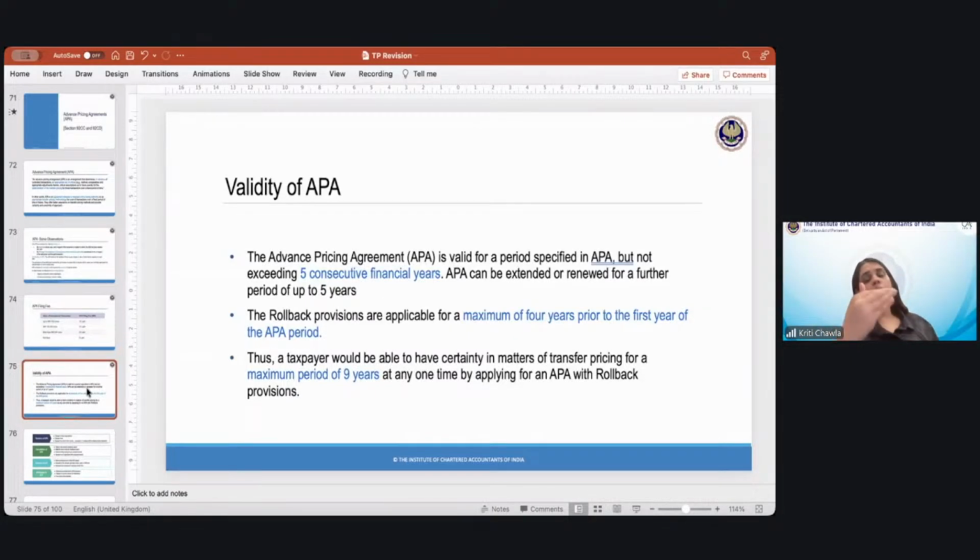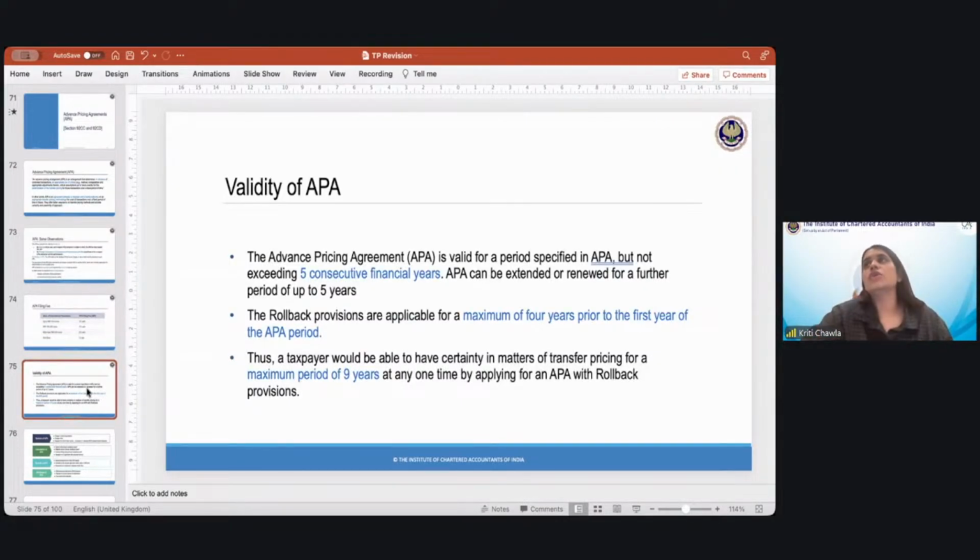Then there is a rollback provision. APA can be applicable before 5 years also. So you can roll back and take APA for 4 prior years also. So this is the reason APA will be applicable for 9 years out there. So 5 years going forward, and 4 years going backwards.